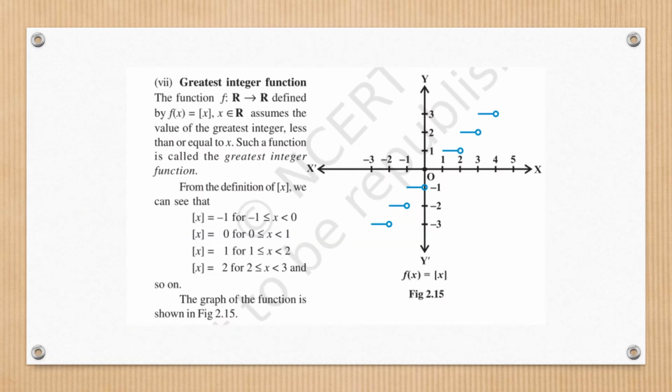Okay, greatest integer function. A function f mapping from R to R defined by f(x) equal to this big bracket, inside which x is enclosed, for x belongs to R. This is called the greatest integer function.